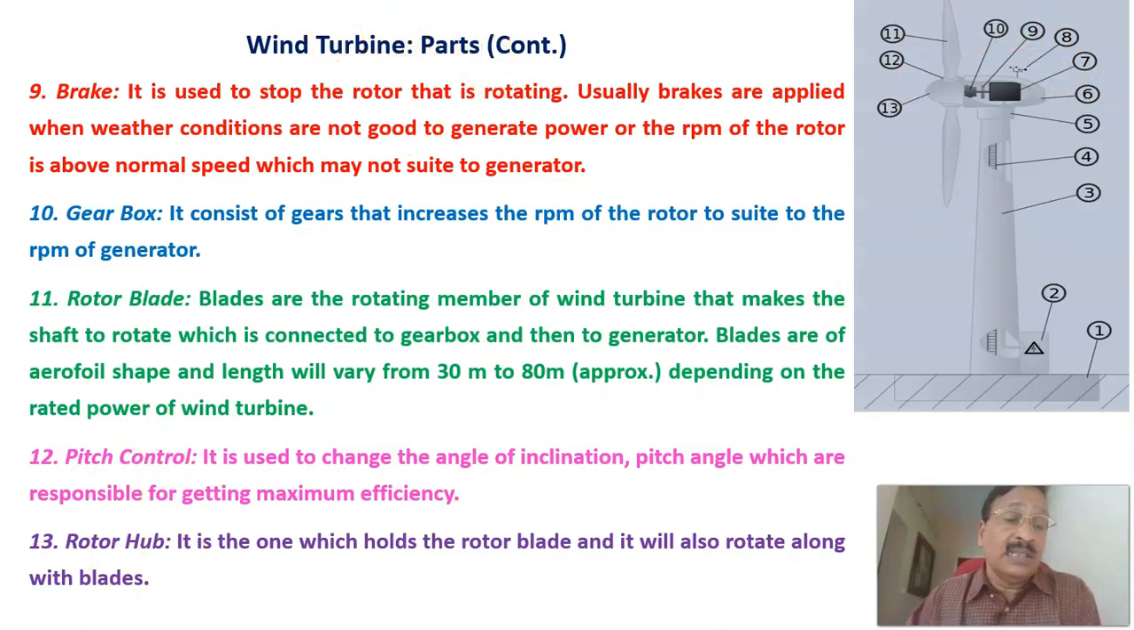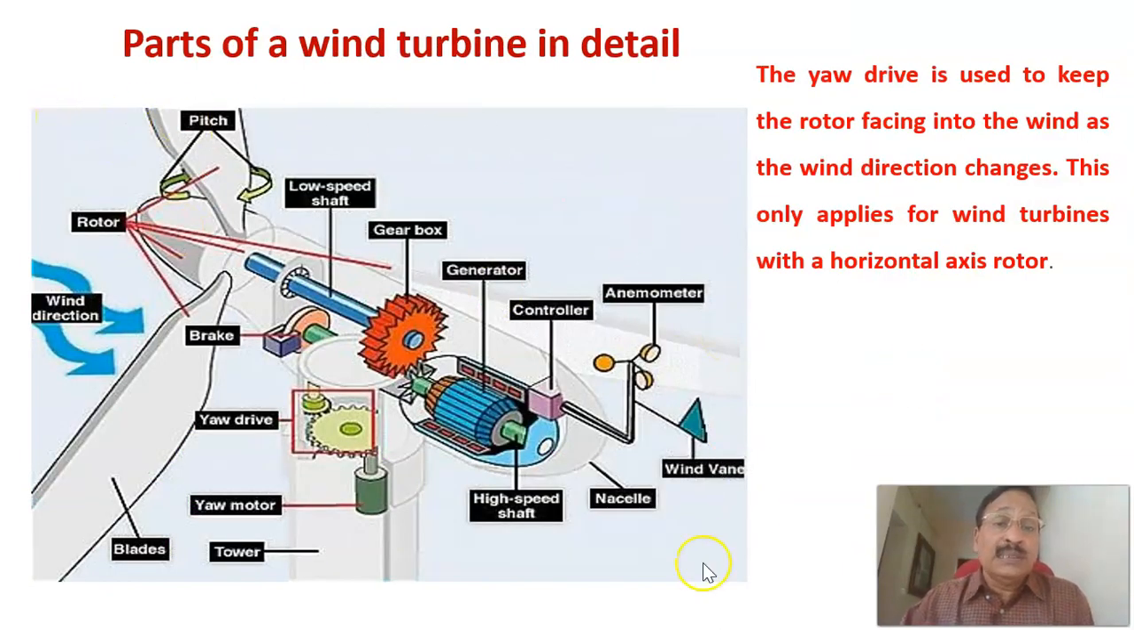That is 13 parts, which I already explained. This picture shows the different parts of the wind turbine. But to understand it more, the yaw drive is used to keep the rotor facing into the wind as the wind direction changes. This only applies to wind turbines with a horizontal axis rotor.